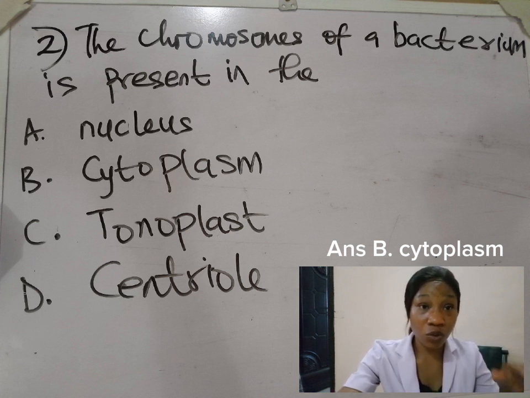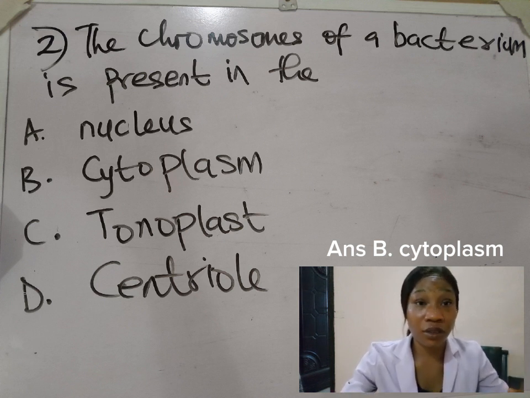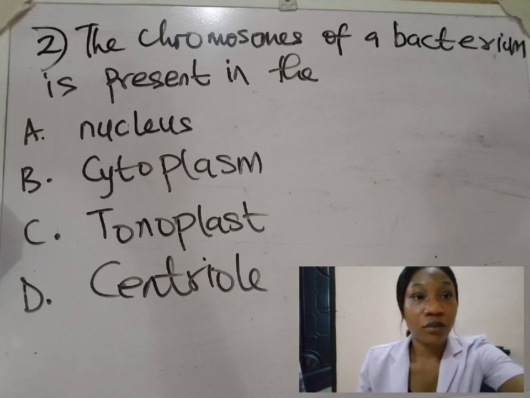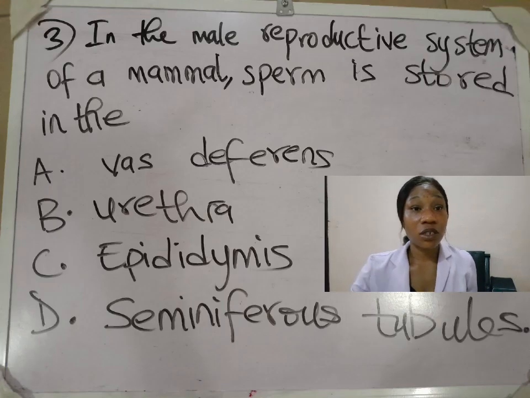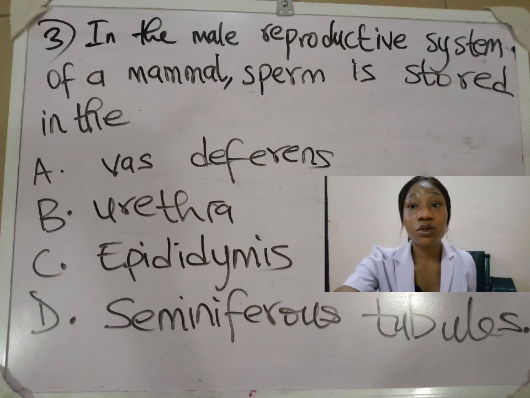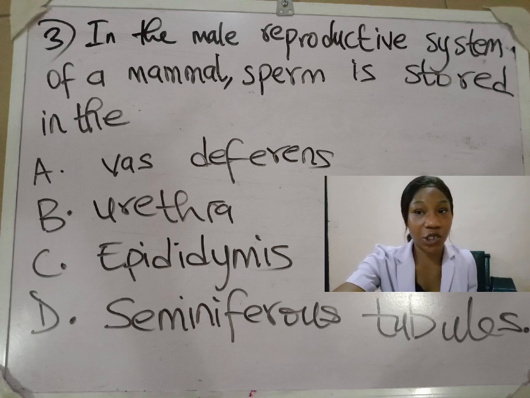We move over to question number 3. If you look at the board, it says in the male reproductive system of mammals, sperm is stored in the dash. A, vas deferens. B, urethra. C, epididymis. Then D, seminiferous tubules.